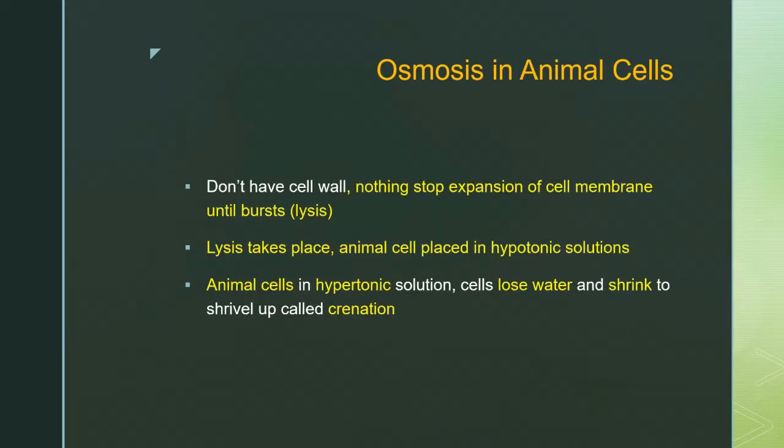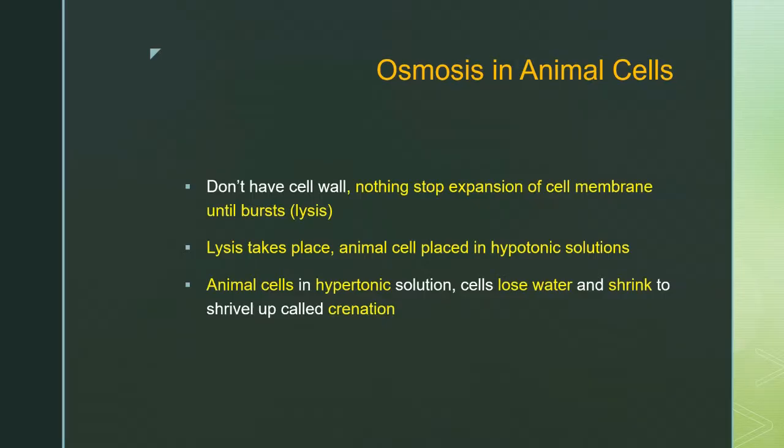Now we're going to do osmosis in animal cells. Animal cells do not have a cell wall, so there's nothing going to stop the expansion of the cell membrane until it basically just bursts, or a better word to use would be lysis. Now when lysis takes place, the animal cell is usually placed in a hypotonic solution, and animal cells in a hypertonic solution will lose water and shrink to become shriveled up, and this is called crenation.